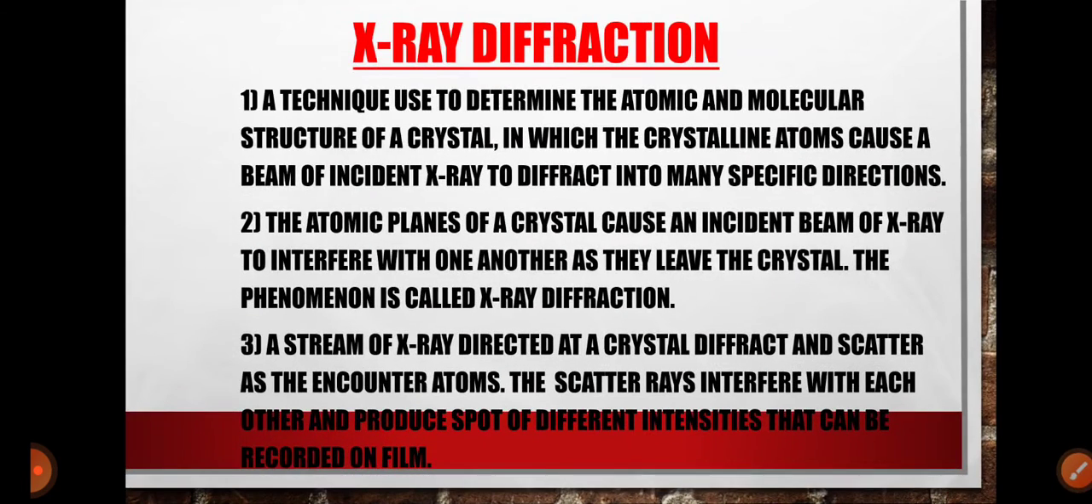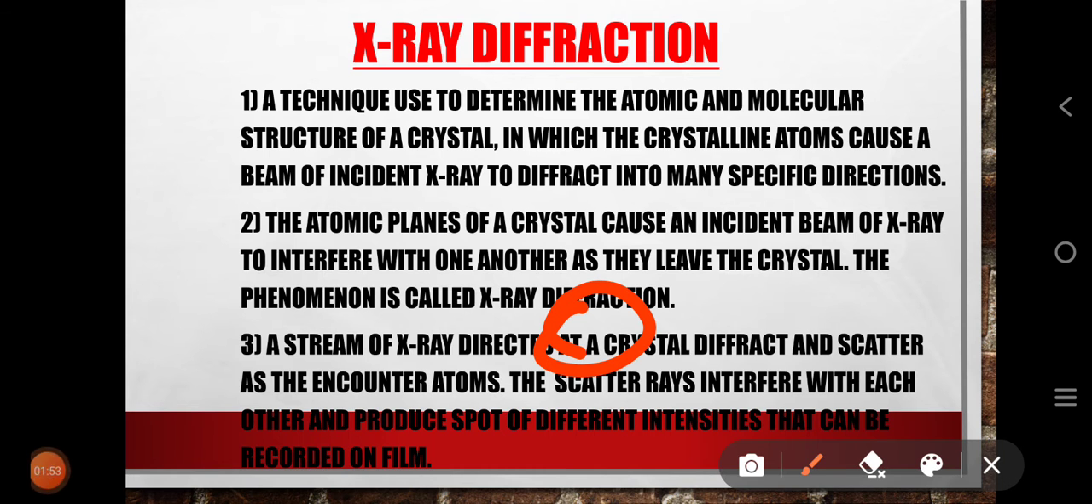Then X-ray diffraction. It is a technique used to determine the atomic and molecular structure of a crystal, in which crystalline atoms cause a beam of incident X-ray to diffract into many specific directions. And the atomic planes of a crystal cause an incident beam of X-ray to interfere with one another as they leave the crystal. This phenomenon is called X-ray diffraction. When the incident X-ray is incident on this crystal, it is diffracted in different directions, and this is used to determine the atomic and molecular structure of a crystal.